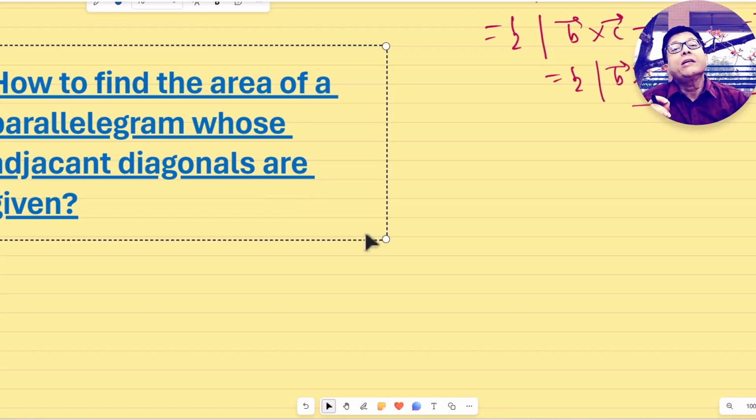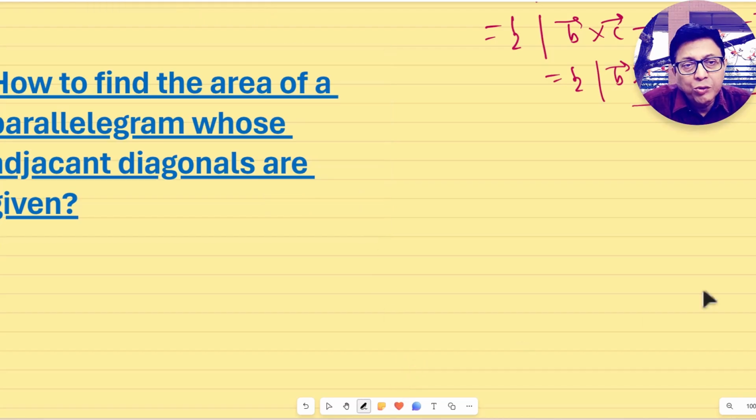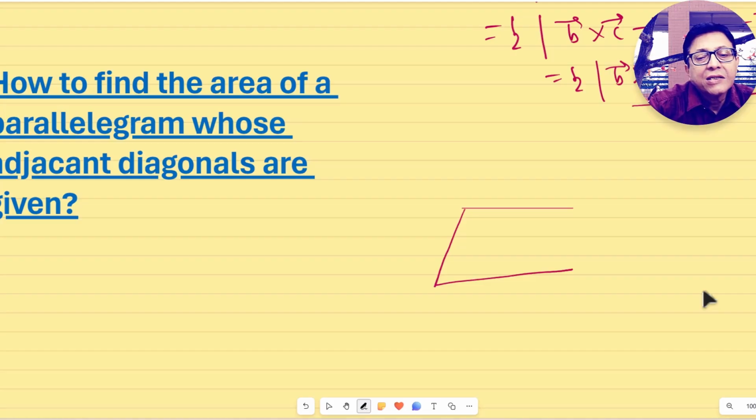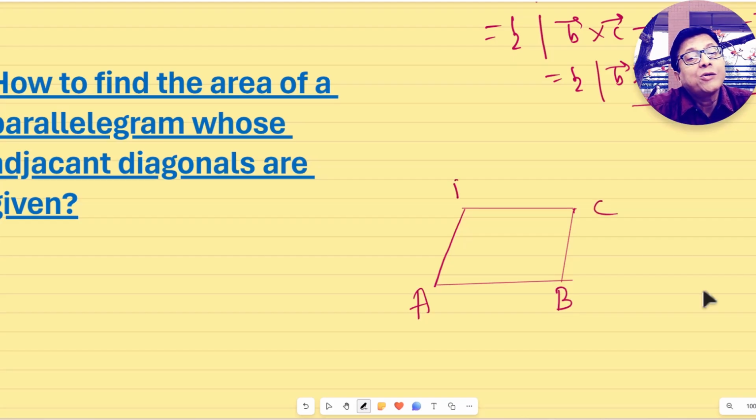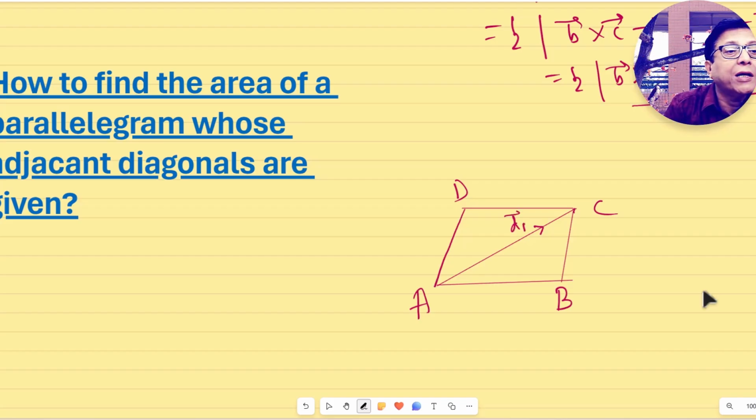Now, if those three vertices, their points are given, how will you do? You find AB vector, this is only position vector of B minus A, and C minus A. In that case, you get the area in terms of a number. Clear? Understood? Now, one very good application here we learn that when diagonals are given, how to find the area of parallelogram. Question is this: how to find the area of parallelogram whose diagonals are given?